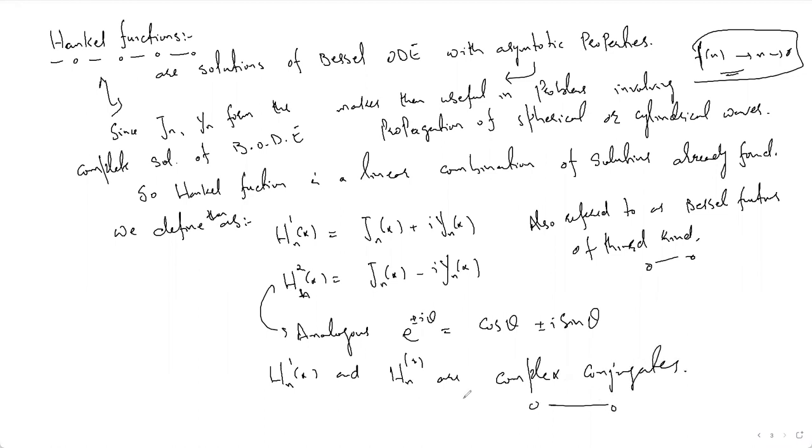Right? They are the complex conjugates. Now how can we obtain this Hn1, how can we have the series expansion of these solutions? We can have the series expansion by using the already found series expansion of Jn of x and the series expansion of Yn of x, right?